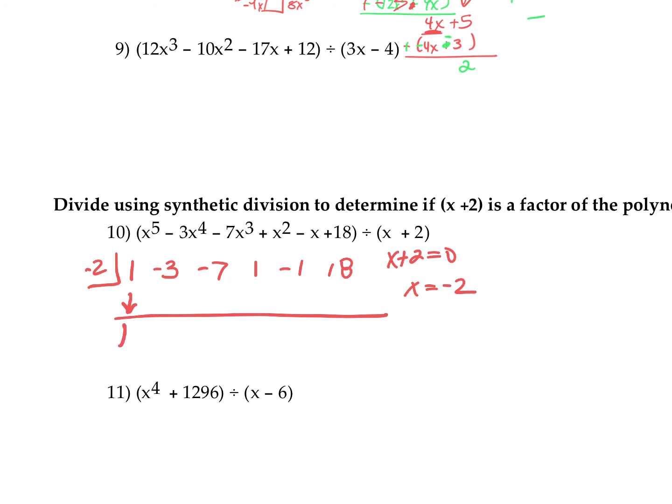Bring down your 1. 1 times negative 2 is negative 2. Negative 3 and negative 2 is negative 5. Negative 5 and negative 2 is 10. Negative 7 and 10 is 3. 3 times negative 2 is negative 6. 1 and negative 6 is negative 5. Negative 5 and negative 2 is 10. Negative 1 and 10 is what? 9. 9 and negative 2 is negative 18. Positive 18 and negative 18 is? So what did you guys just show me? It's the factor. Yes, it's a factor.